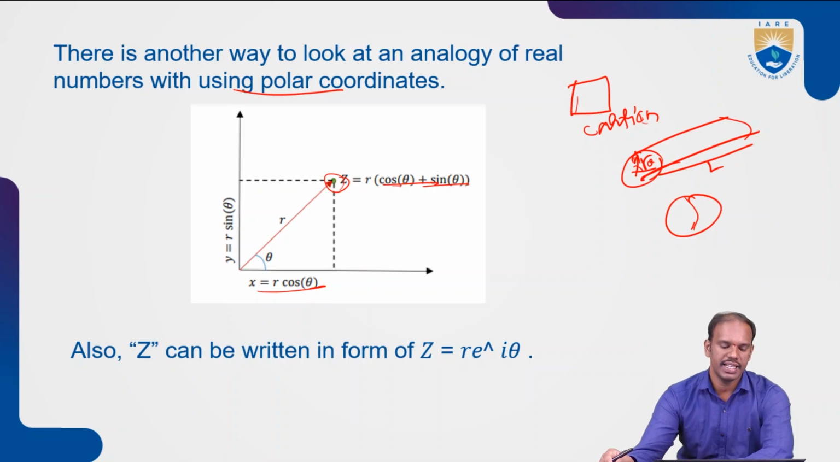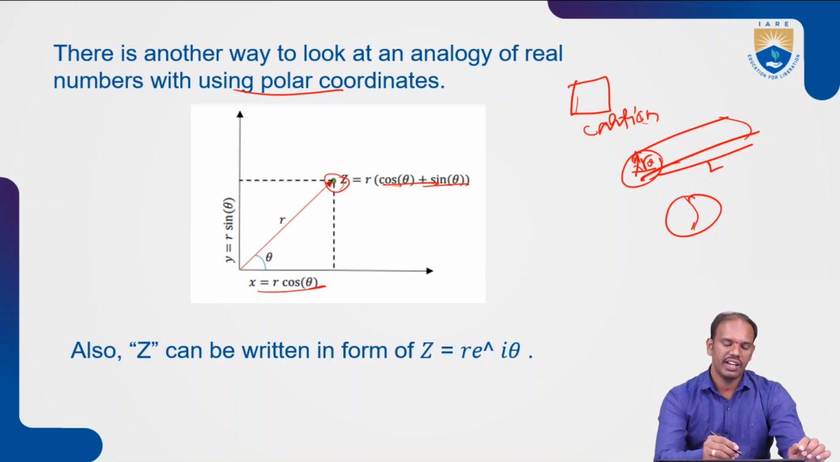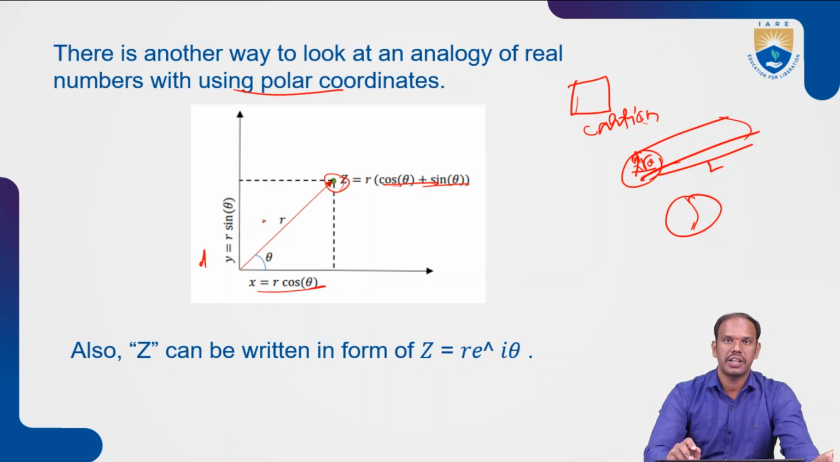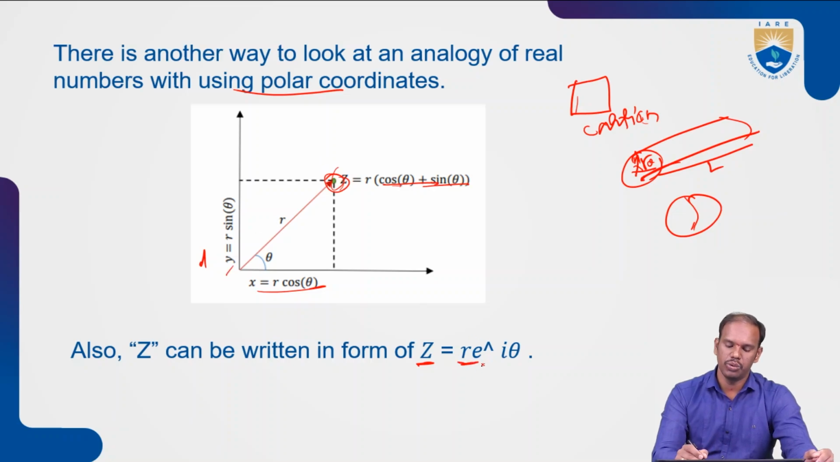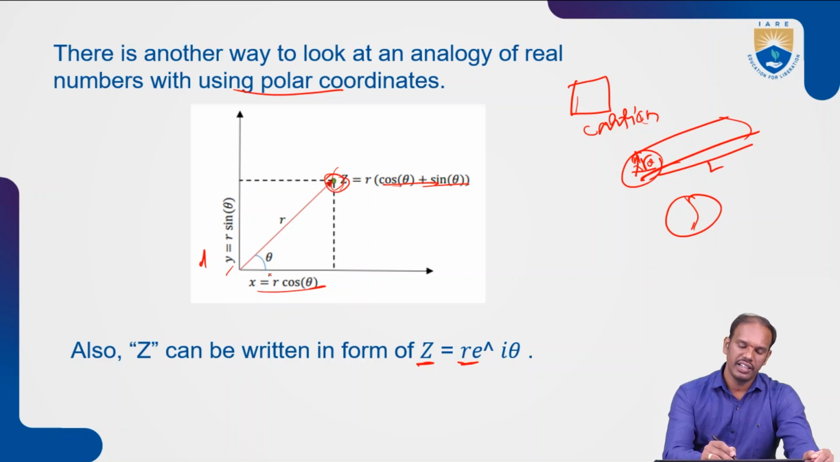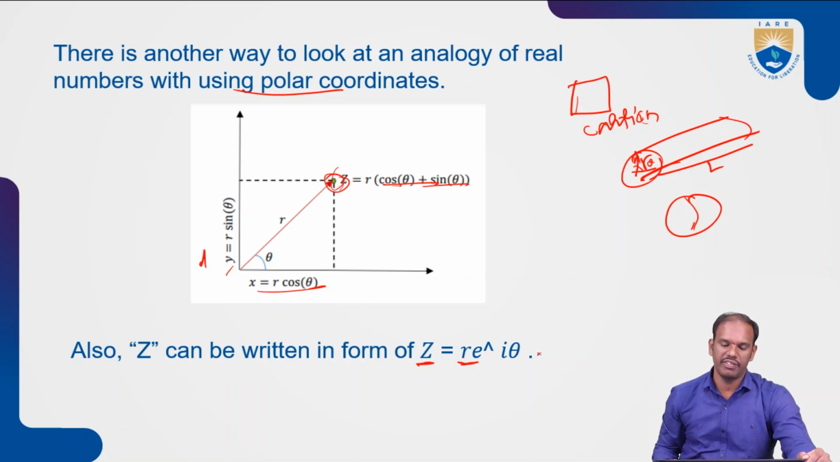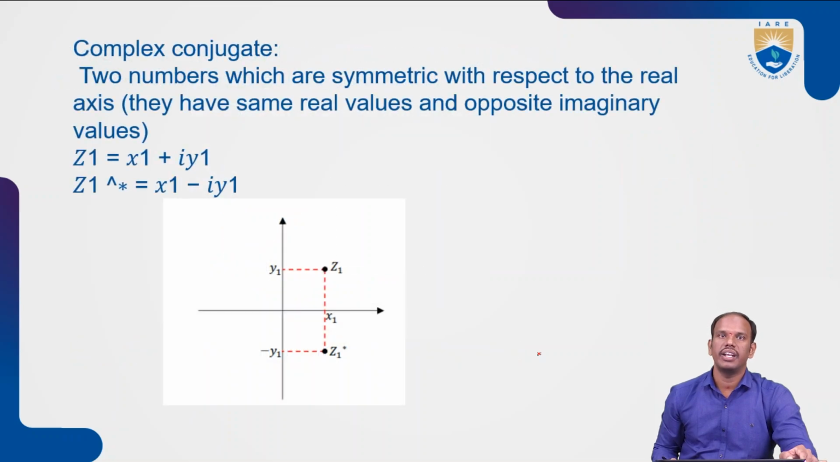So here in the y column we have r sin theta, and in the x column we have r cos theta. So Z can be written in terms of r: Z equals r, the radius, into e to the power of i theta. Here e to the power of i theta is what we take for the polar form.